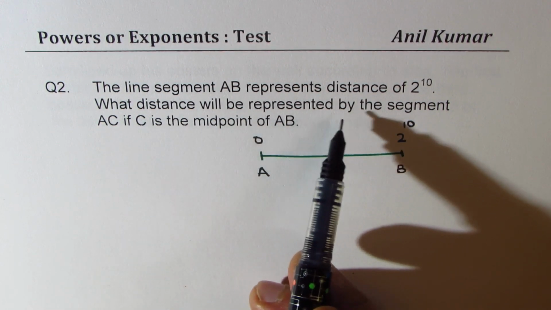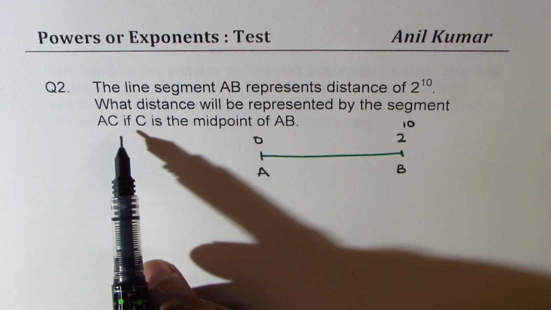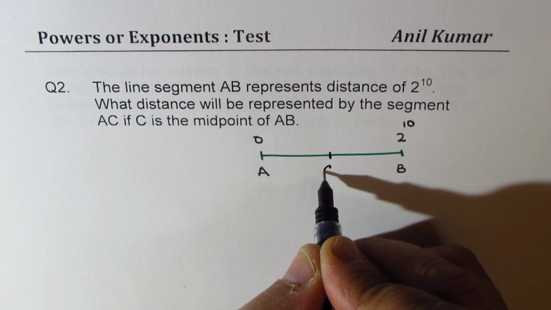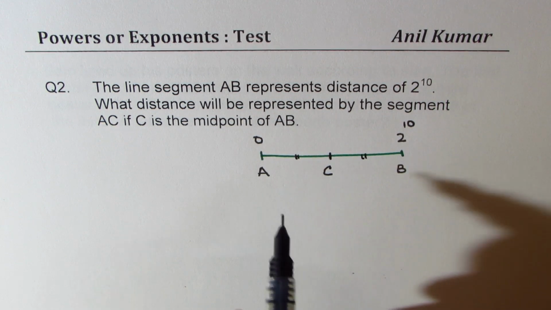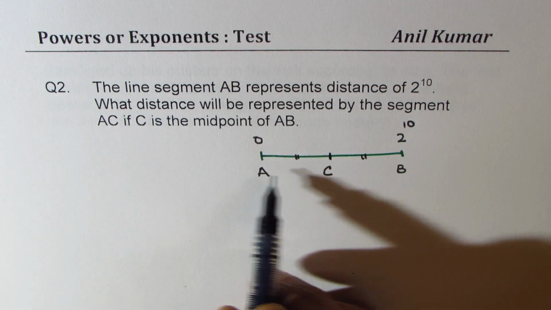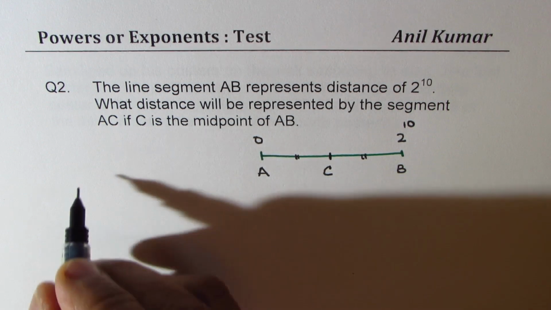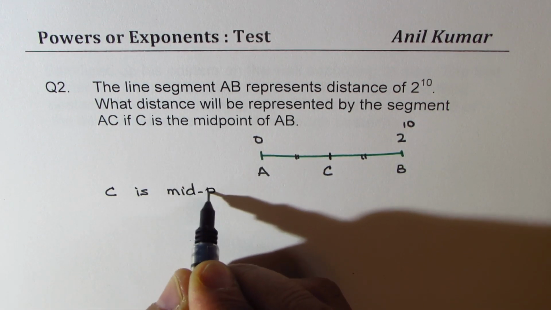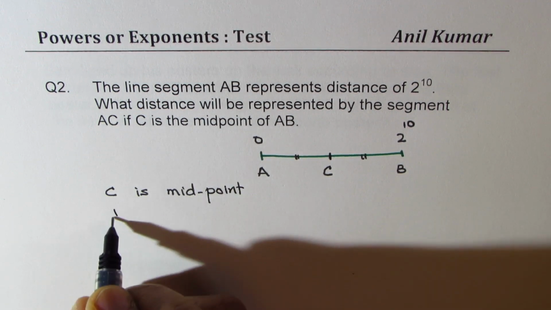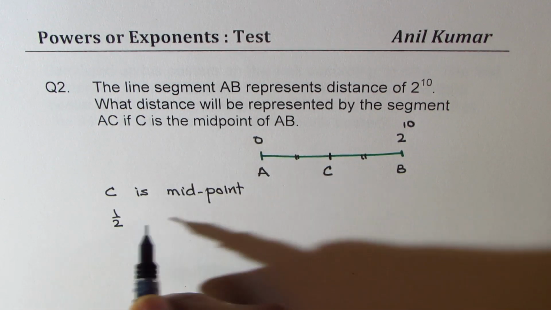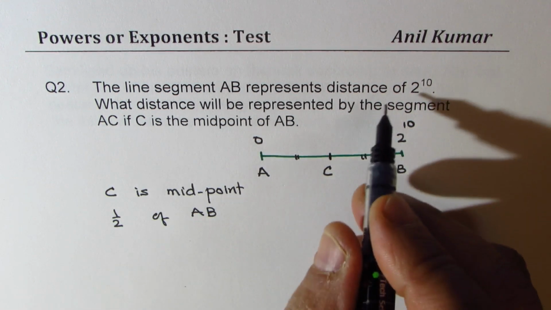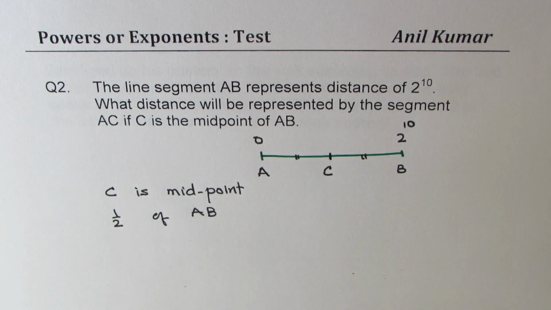What distance will be represented by the segment AC if C is the midpoint? So I'm taking C here right in the center. It is a midpoint. That means it is half of AB, right? So C is midpoint. It means half of AB. Do you see that? So if I do half of 2 to the power of 10, what do I get? That is what the answer is.